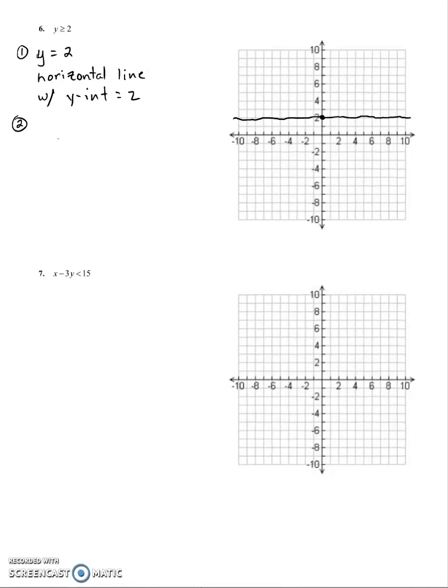And so now let's pick a test point. Let's pick 4, 4. So we'll test the point 4, 4. So we plug 4 in for y. There is no x in the equation, so it doesn't even matter what our x value is. But is 4 greater than or equal to 2? The answer is yes. So we shade the same region our test point is in.